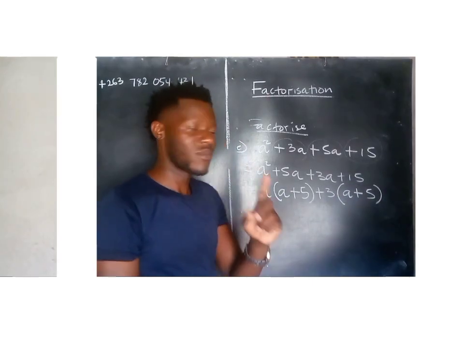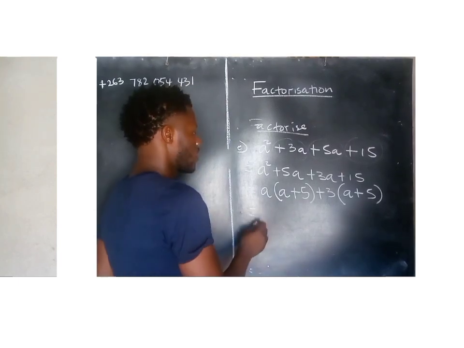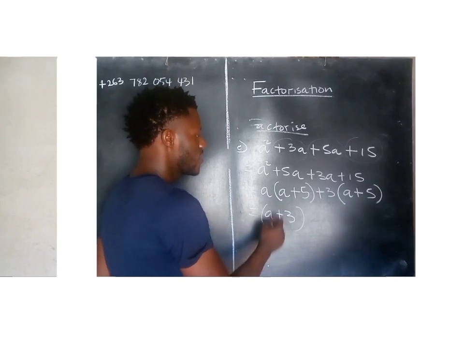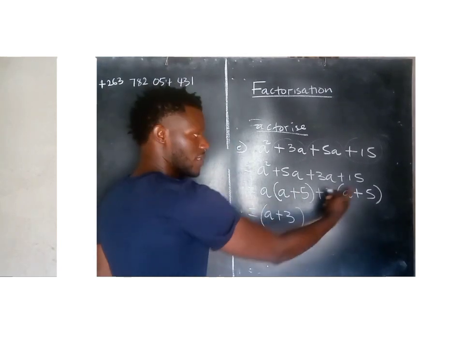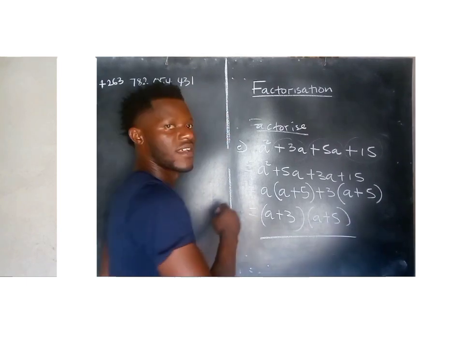Still, we must come up with 2 similar brackets. After that, numbers outside brackets are given their own bracket, that is A and plus 3. Among these 2 common brackets, just take 1, A plus 5, like this.